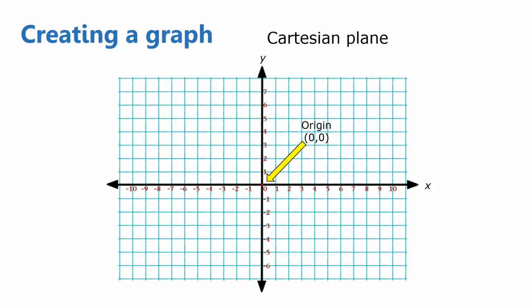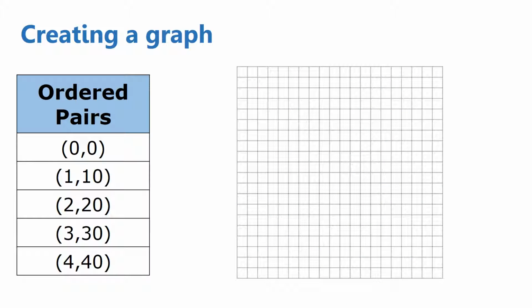If the values you are graphing are all positive, then you can just use the top right portion of the Cartesian plane. So here we have our grid.